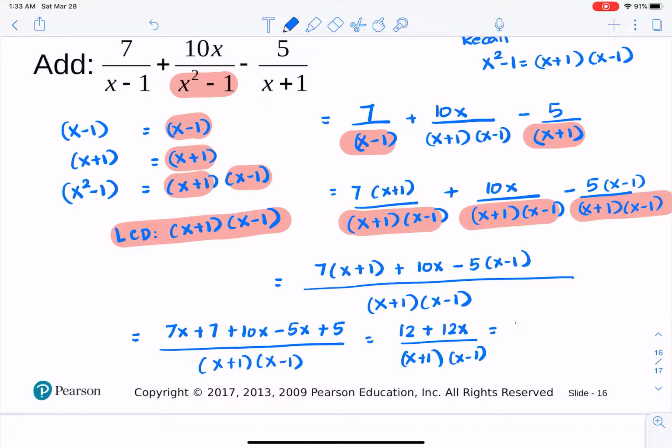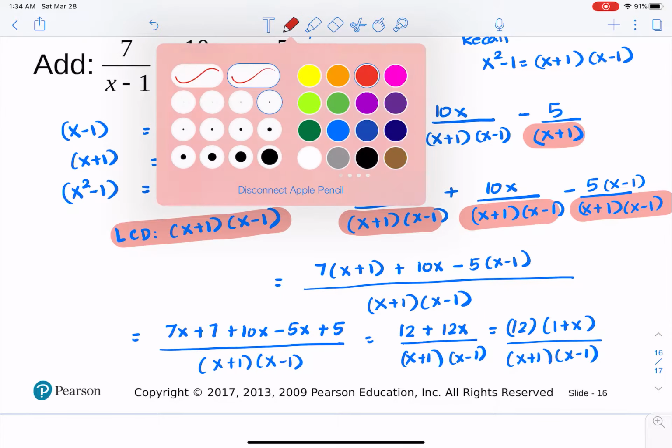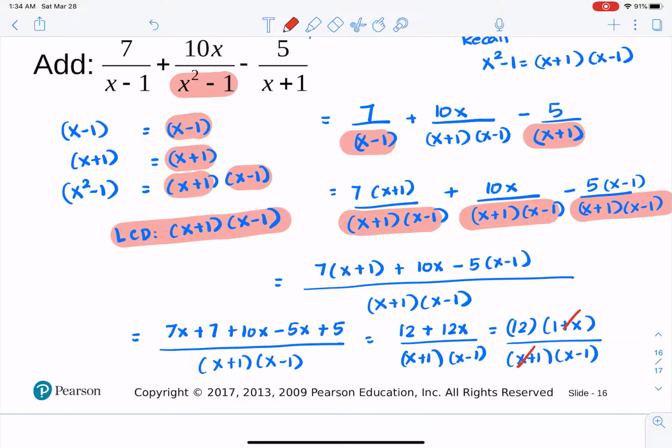We have a 12 in common, so if I pull that out, I simply have 1 plus x divided by x plus 1 and x minus 1. And those two terms are the same, so we would cancel that, and our final answer would be 12 over x minus 1.